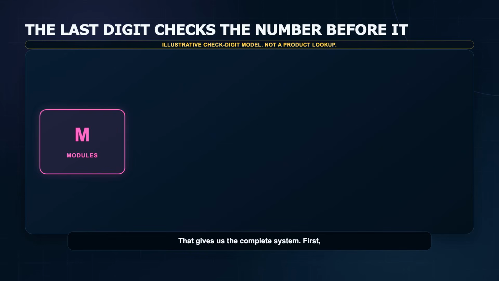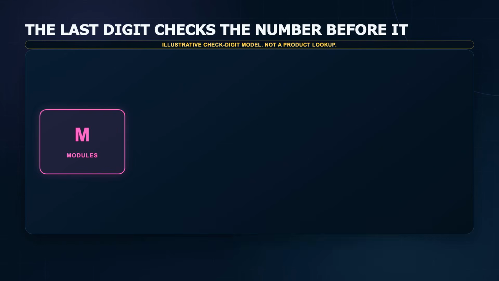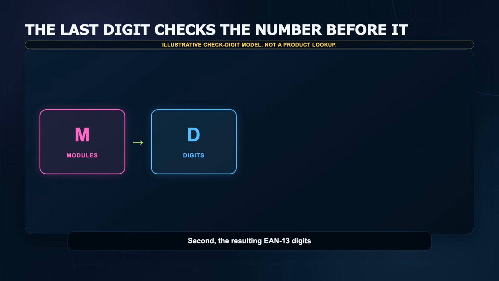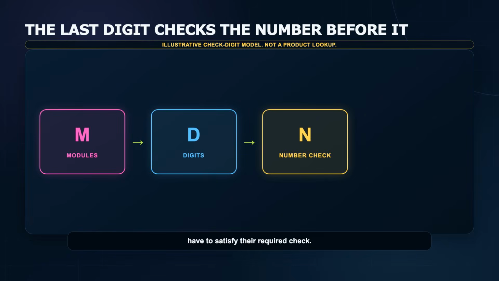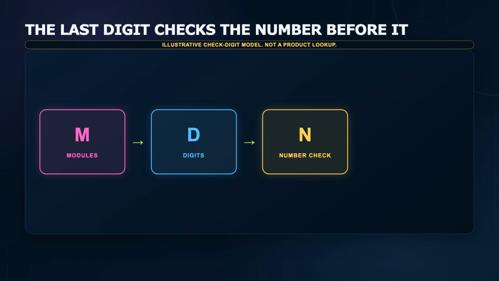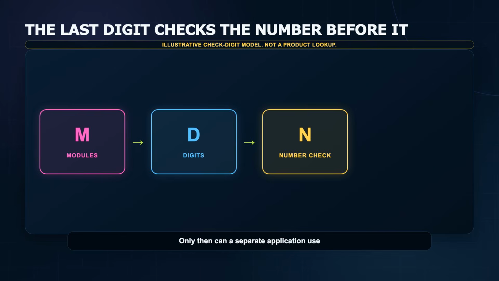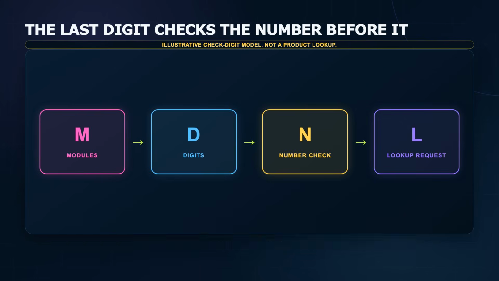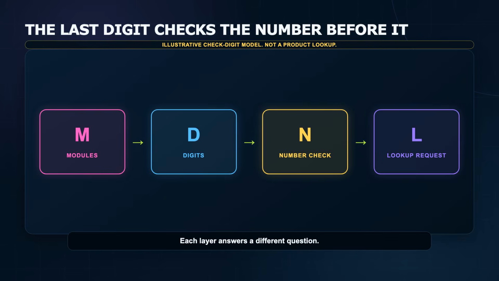That gives us the complete system. First, the printed modules have to be found and decoded. Second, the resulting EAN13 digits have to satisfy their required check. Only then can a separate application use the identifier to request some other record. Each layer answers a different question.